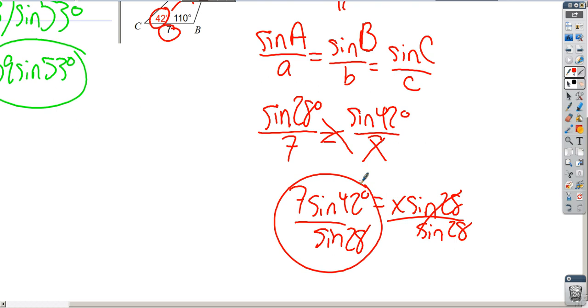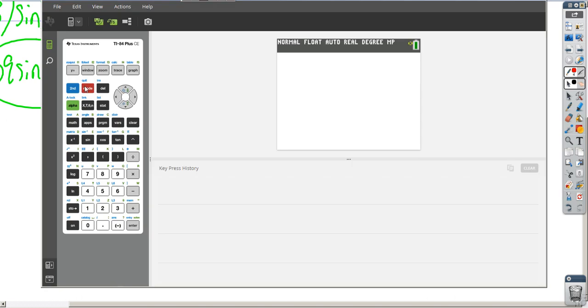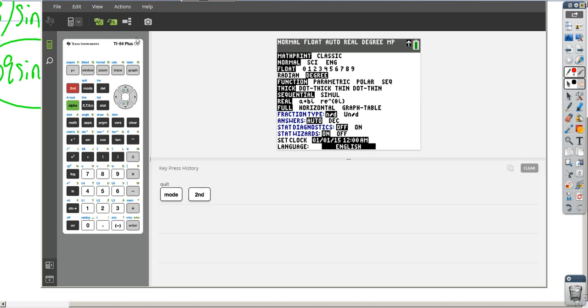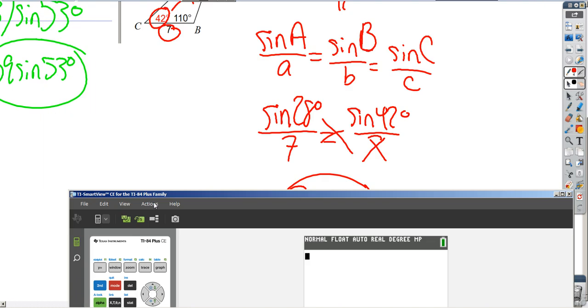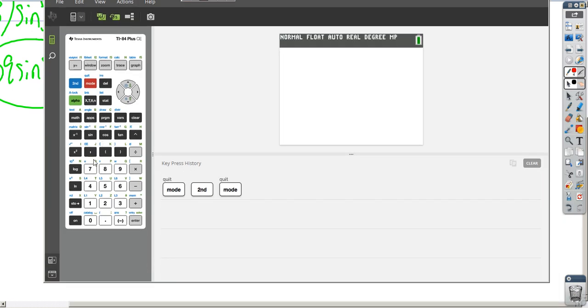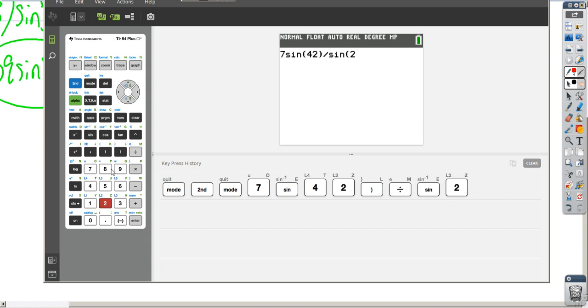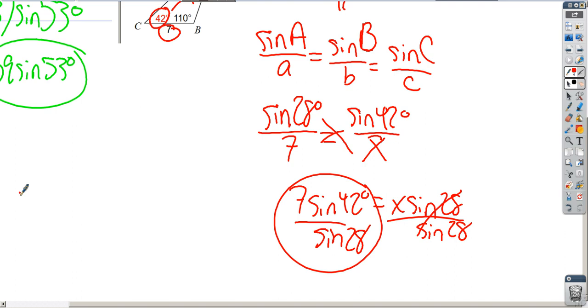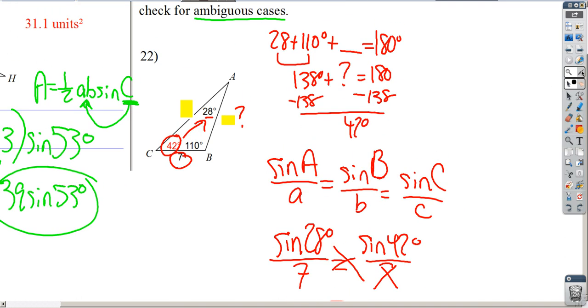So let's double check that by plugging it into the calculator, making sure we're in degree mode, and we are. Okay, then we need to do 7 sine 42 over sine 28. So 7 sine 42 divided by sine of 28 degrees. Close that parentheses, we get 9.97, which rounds up to 10, because they said round to the nearest 10. So that means the 42 degree side should be 10, and it is.